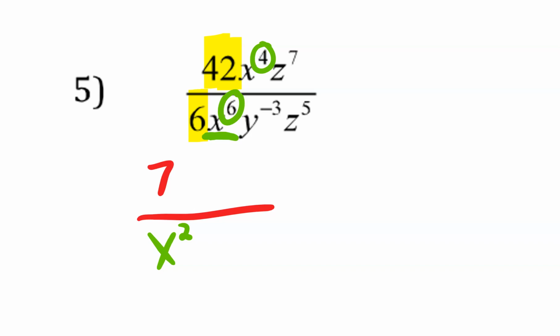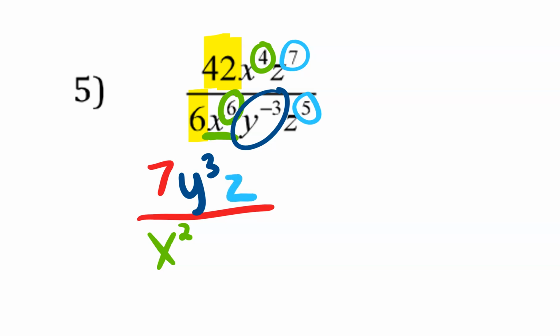All right. The next thing I notice is I only have y written once, but it's a negative exponent, and that's not allowed. So to get rid of the negative exponent, I flip it to the top. So we have y to the 3rd on the top. And then last, we've got the z's, 7 and 5. 7 minus 5 is 2, so we get z squared on top. And that should be the final answer.